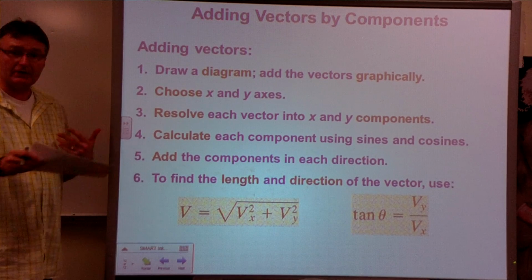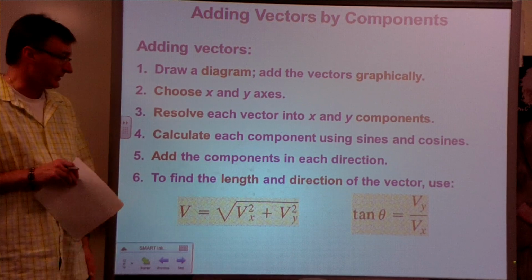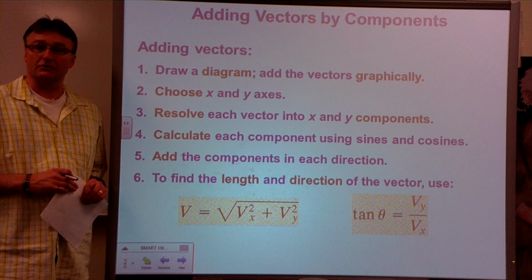Just make sure that your diagram is right and your signs are right, your plus and minuses are correct, and then you'll find that you shouldn't have too much trouble with this topic.